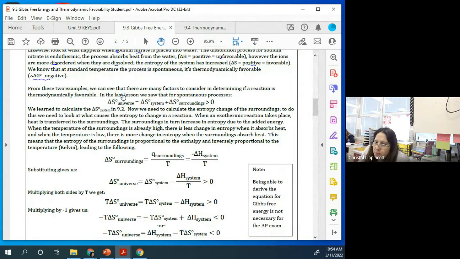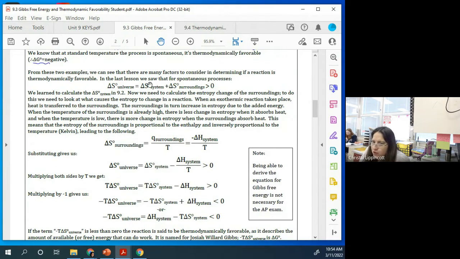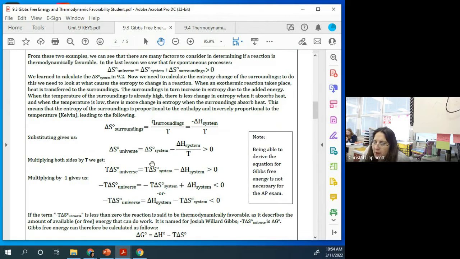So in these two examples, there are several factors at play. We have entropy. We learned how to calculate that yesterday in 9.2. We also have delta H. We learned how to calculate that back in unit 6, I believe. And we have temperature. Temperature has to be in Kelvin. So if it's in Celsius, what do you have to do? Add 273, right?